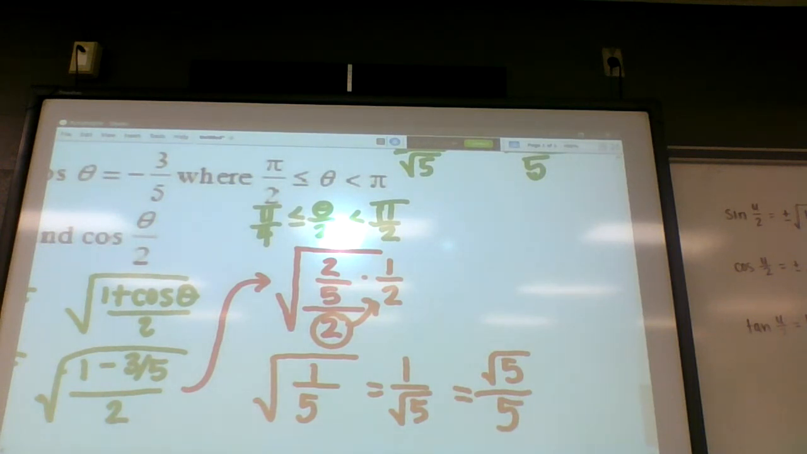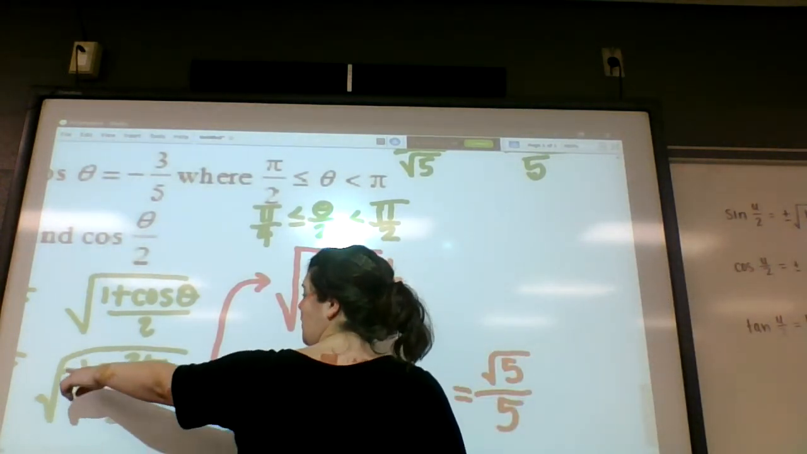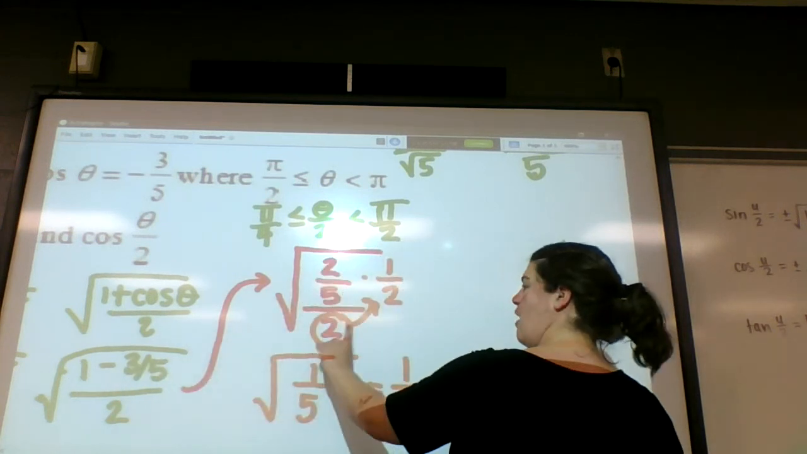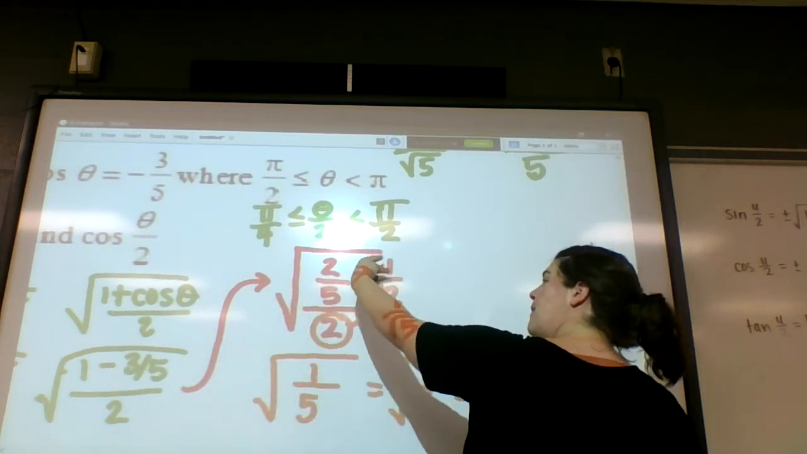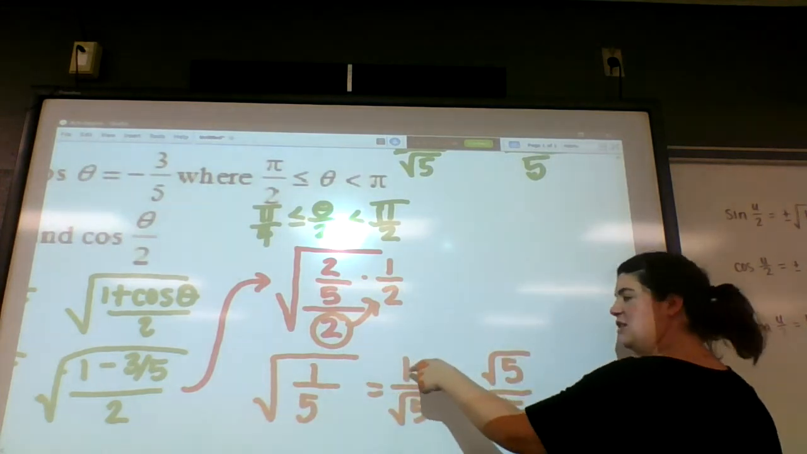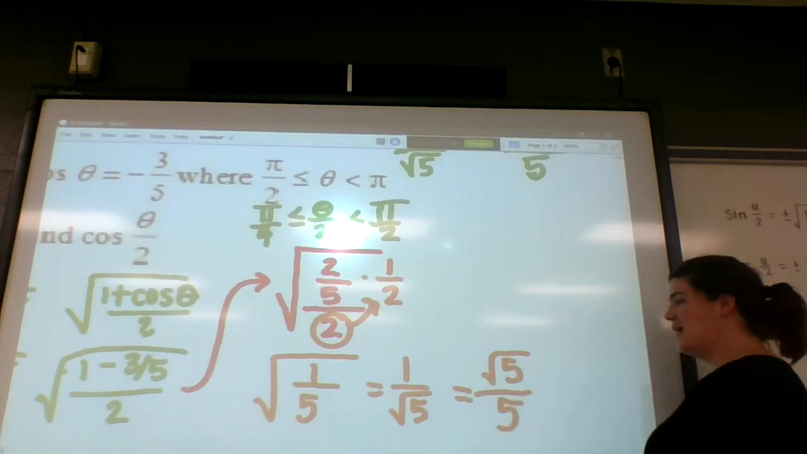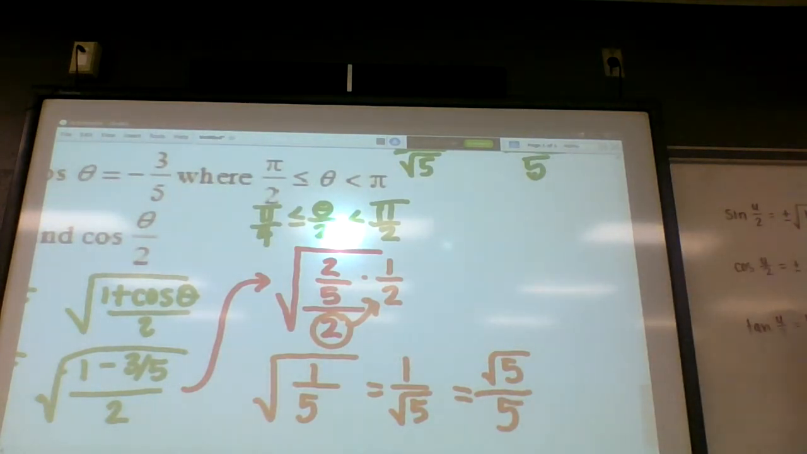All right, I ended up with square root of 5 over 5 when it's all said and done. So 1 minus 3/5, that was 5 over 5. So 5 minus 3 is 2 over 5, all over 2. Flip and multiply. The 2s will simplify, so it's just 1/5. Square root of a fifth is the square root of 1 over square root of 5. So 1 over square root of 5. Rationalize to square root of 5 over 5. Like I said, simplifying, that's the part that takes the most time, right?